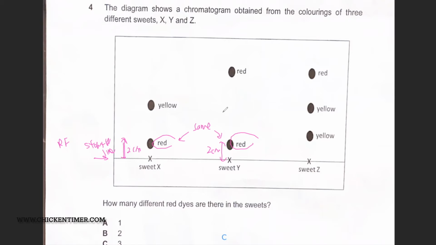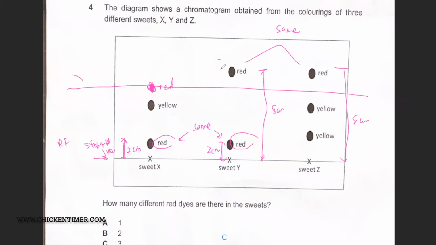Does that mean there's only 2 different dyes? Yes, I think there's only 2. Then this one, you measure from the starting line, maybe say it's 8 centimeters. Say this one is also 8 centimeters, then they are the same. So these 2 dots are also the same dot. That means they are the same dye. Then, of course, if you have another red dye here, then that will be 3, because this red dye is not the same as any other red dye. The distance is different. But now I think the answer is only 2.